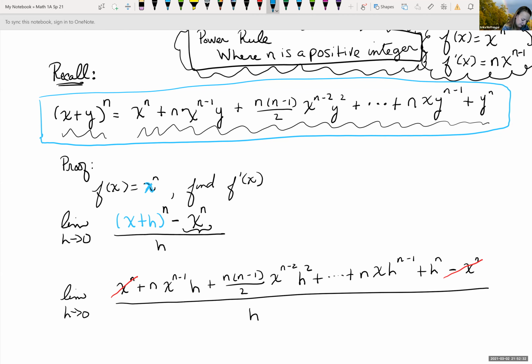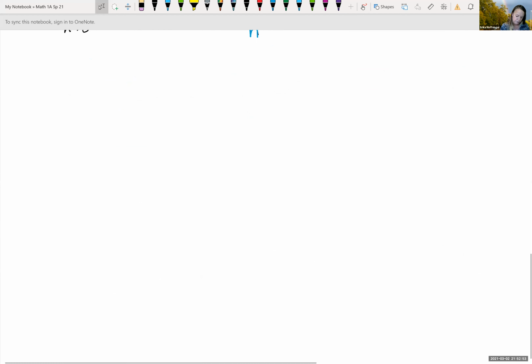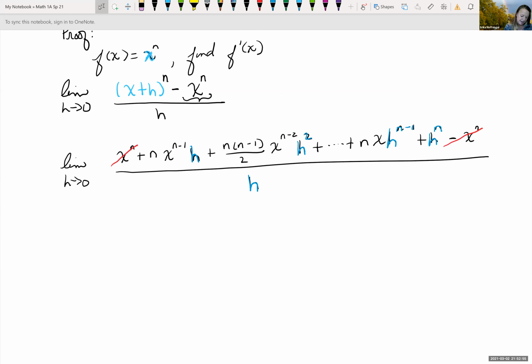Now looking at this, notice that each term has an h involved. We have an h here, here's a single h, here's an h squared, here's dot, dot, dot, h. All of these have an h in them. So we can technically pull out a single h and then cancel it with what's in the denominator. So if we did that, we pulled out a single h and canceled it with what we have in the denominator, notice what we would have left. Hope you guys are okay with me skipping that step.